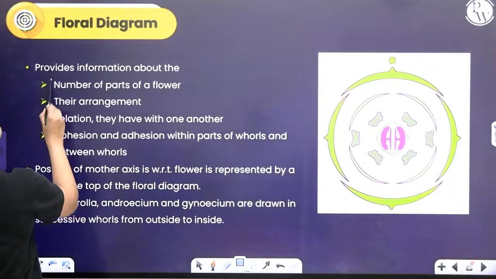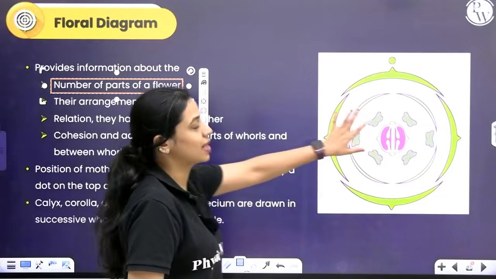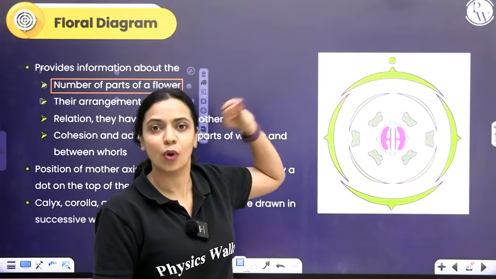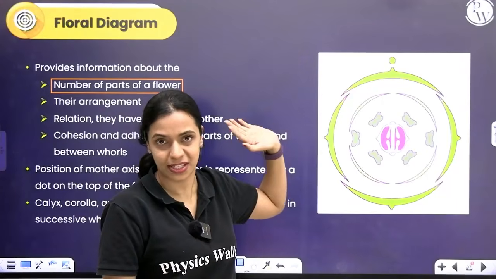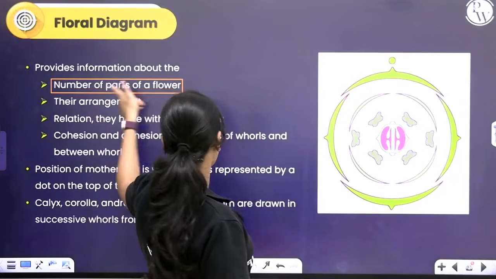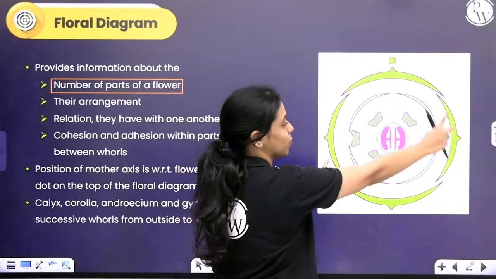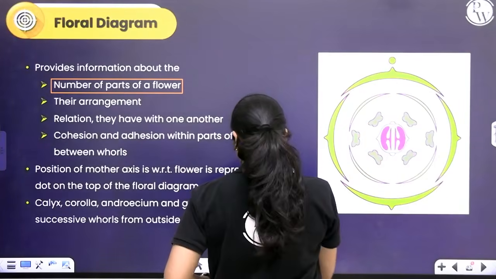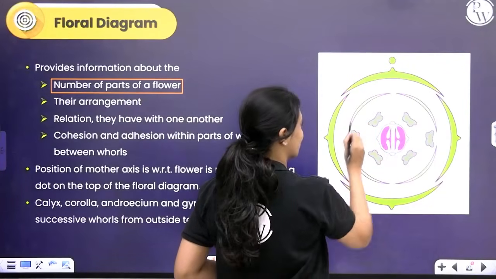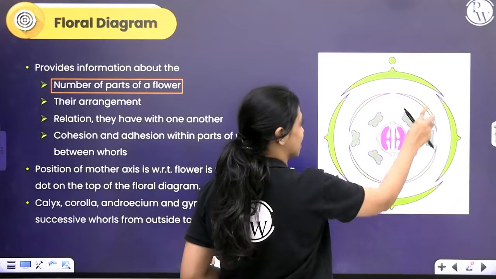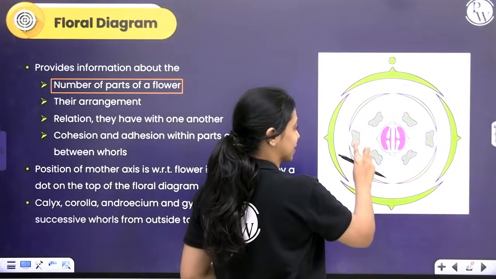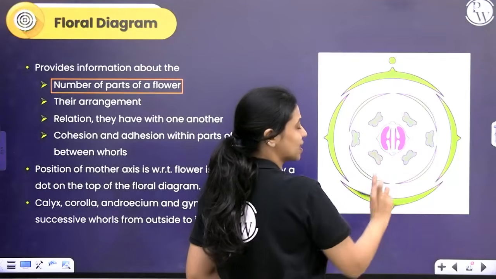So, number of parts of a flower. This, for example, is the floral diagram of the floral family Brassicaceae or Cruciferae, which includes the mustard. Here you can see the number of parts of a flower. The outermost whorl, represented in green color, is the calyx. You can see there are 4 sepals. You can see how many petals there are: 4 petals. There are 6 stamens.